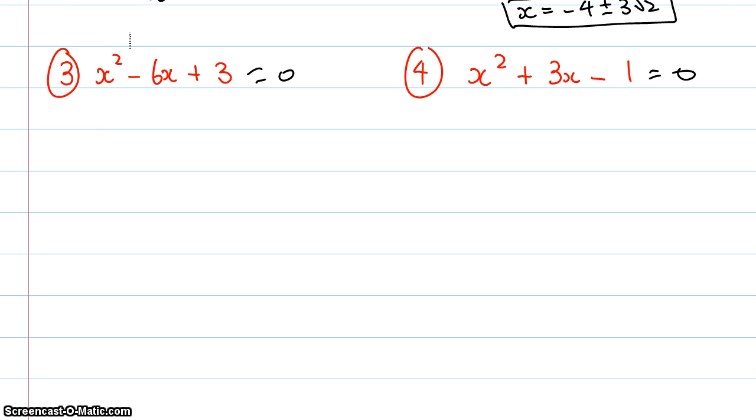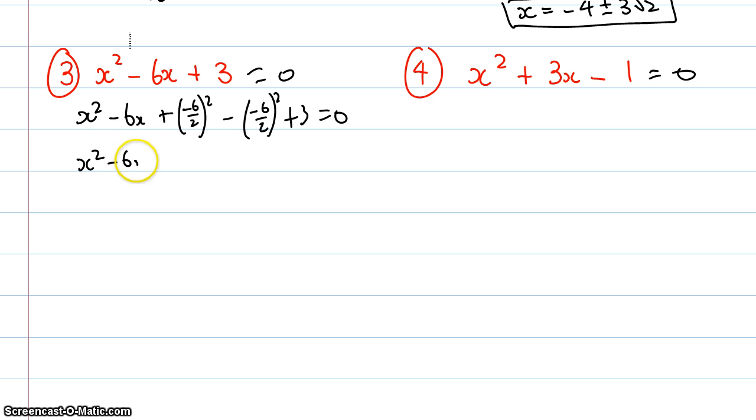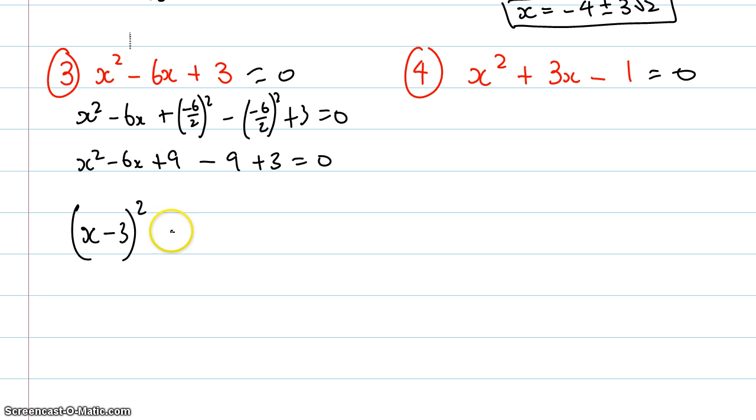So I get half of this term in here, and so I get x squared minus 6x plus negative 6 on 2 squared minus negative 6 on 2 squared plus 3 equals 0. Now you might do things a little bit differently, but as long as you end up with this x squared minus 6x plus 9 minus 9 plus 3 is equal to 0, and then you end up getting x minus 3 all squared, which is that number is the same as that number there, and then minus 6 is equal to 0, I'm happy. So if you can get from there to there, I'm all good.